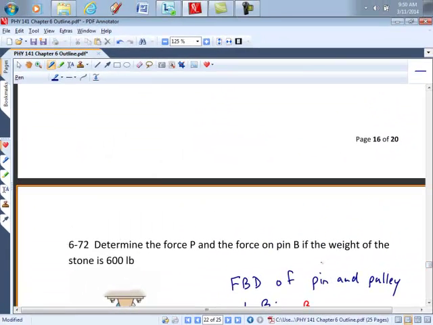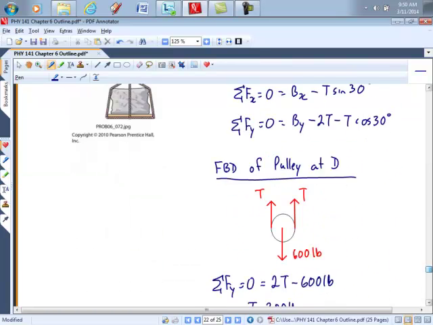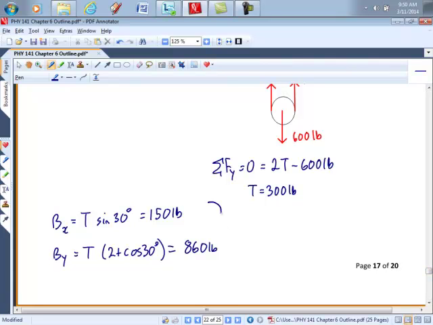So you're asked for the force P and the force on pin B if the weight of the stone is 600 pounds. So we've done that, except that we have the force B as a Cartesian vector. It'd be interesting to know what the magnitude of that vector is so we can make sure that the pin is strong enough. So the reaction at B would be the square root of Bx squared plus By squared, so 873 pounds. So you'd want to make sure that pin was able to withstand something considerably larger than 900 pounds.